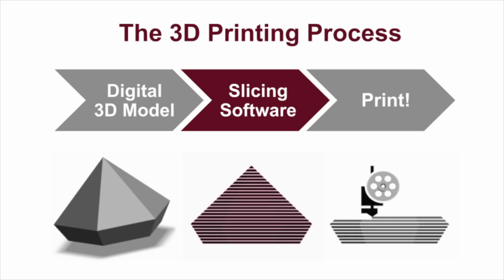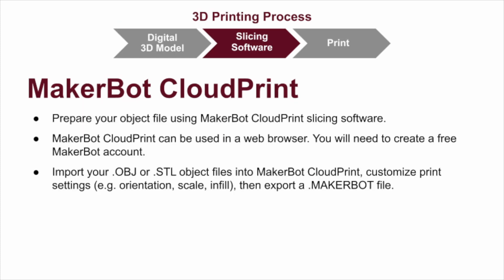Step 2. Slicing software. Once you have your 3D object file, usually a .stl or .obj file, you will need to import it into MakerBot CloudPrint slicing software to prepare the file for printing. It's called slicing software because it slices your digital 3D model into many horizontal layers. MakerBot CloudPrint slicing software will turn your 3D model into a .maker file our 3D printer can read.